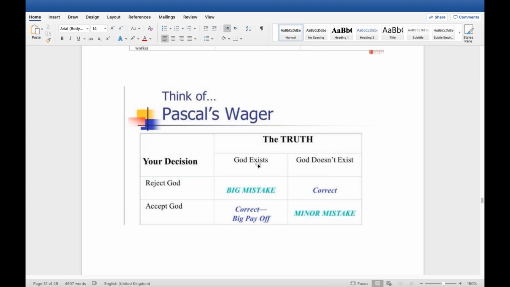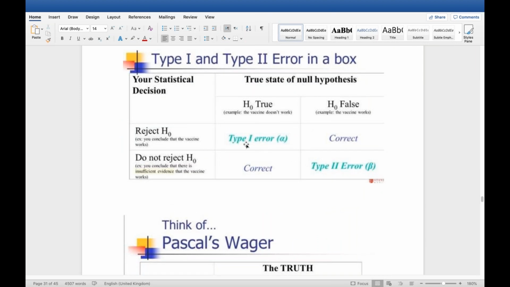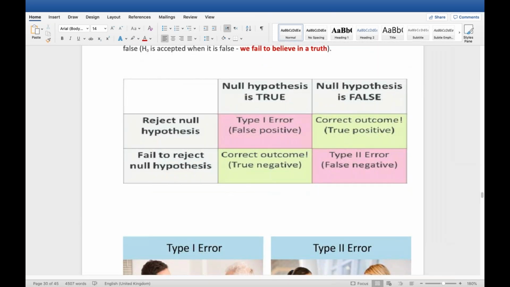So, are you going to believe in God? Or do you not believe in God? If God exists and you rejected God, that's a big mistake. But if God doesn't exist and you accepted God, that's a minor mistake. And if God exists and you accept God, that's a big payoff. So that's another way of showing why we are usually concerned about type 1 errors.